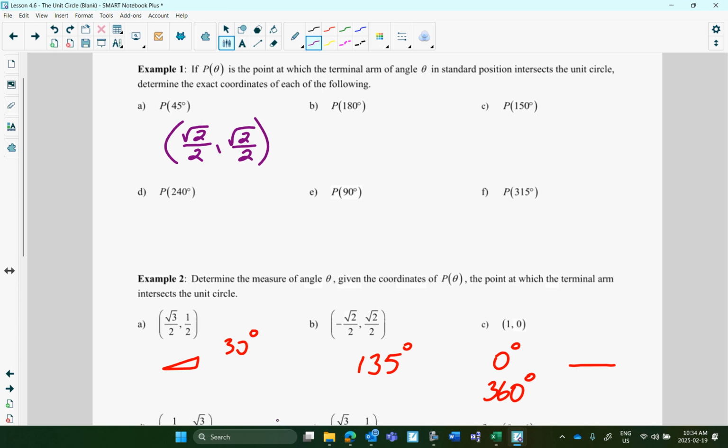And again, here, like this one. Think of it like this if you need to. 180, well, it goes here. Well, what's the point on the unit circle there? -1, comma 0.